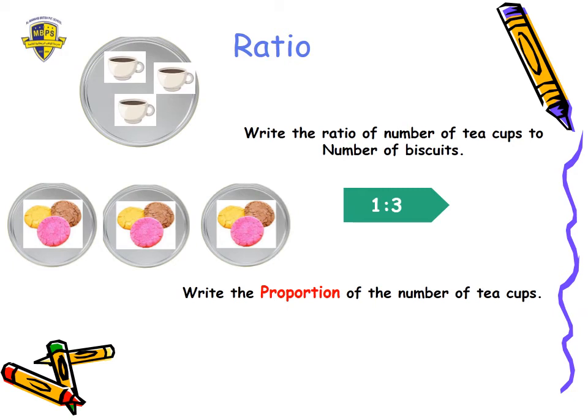The second question. Write the proportion of the number of cups of tea. Okay, again, just we will talk about the tray. How many trays with tea cups? Excellent. 1. From the total trays, how many trays we have in total? Excellent. 4. So here we say 1 to 4. Good. This is very easy.